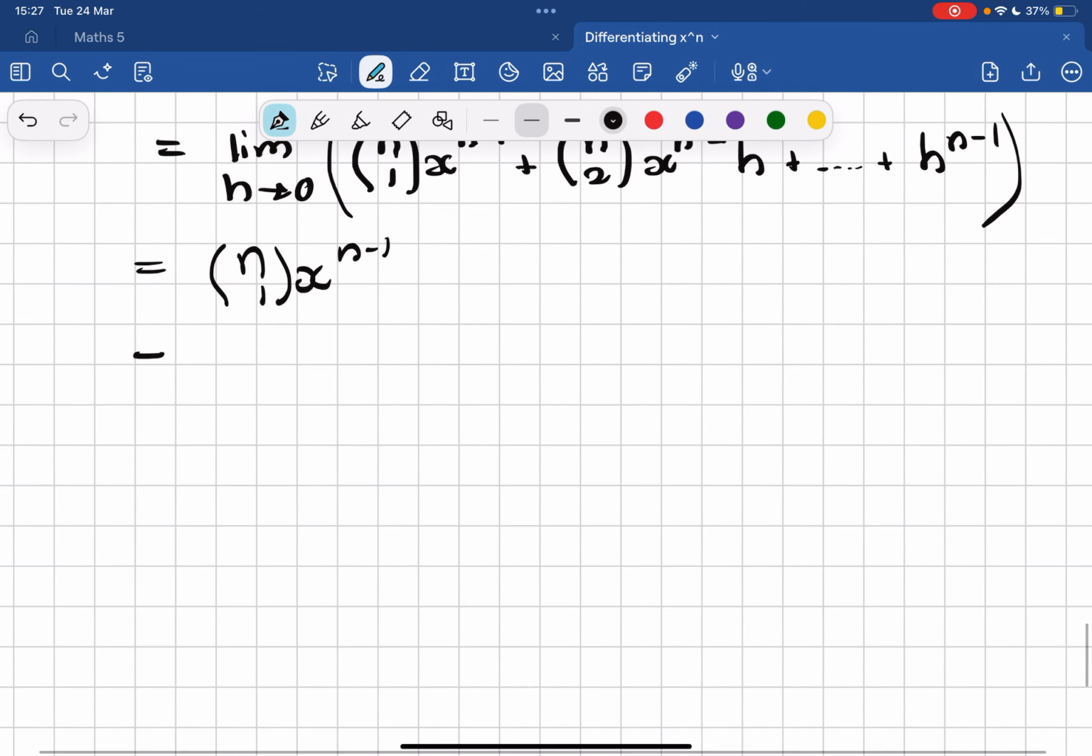And n choose 1 we know to be n. So n times x^(n-1). And that's our derivative of x^n. And now you've got two ways of proving the derivative of x^n. Nice.